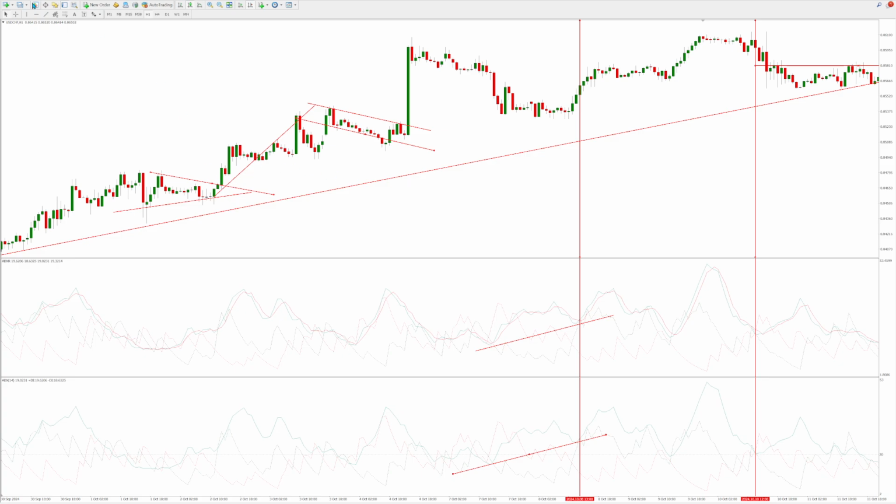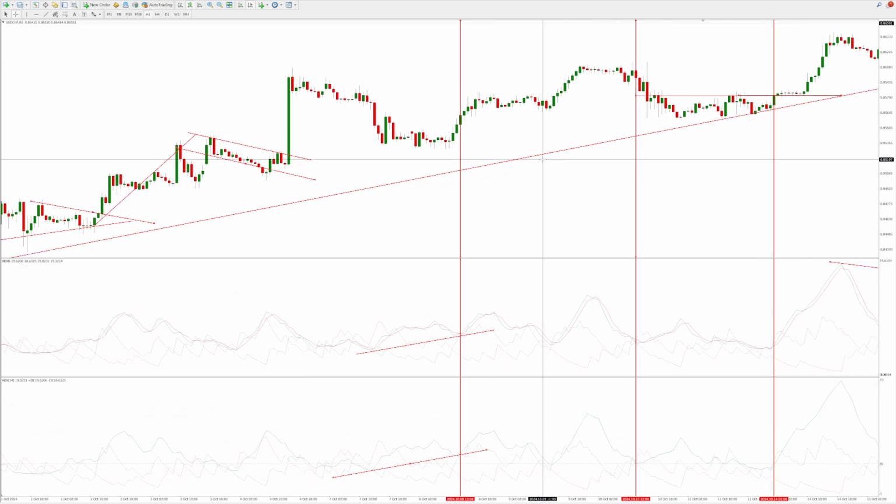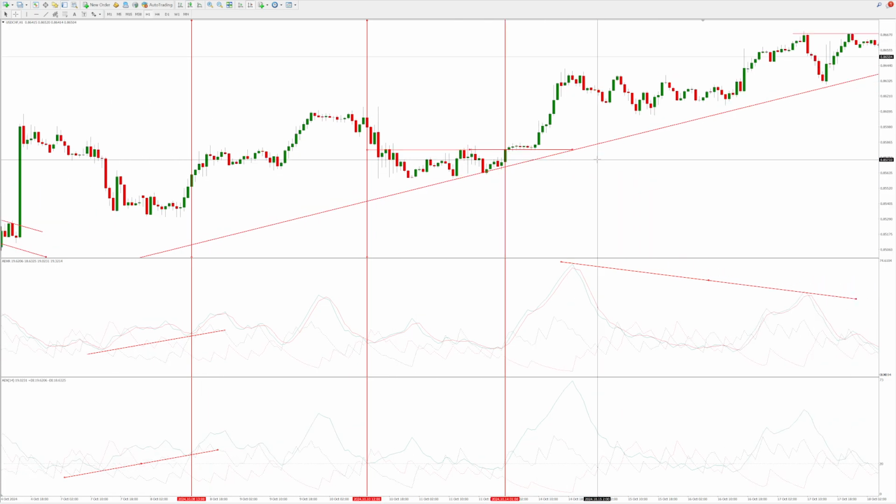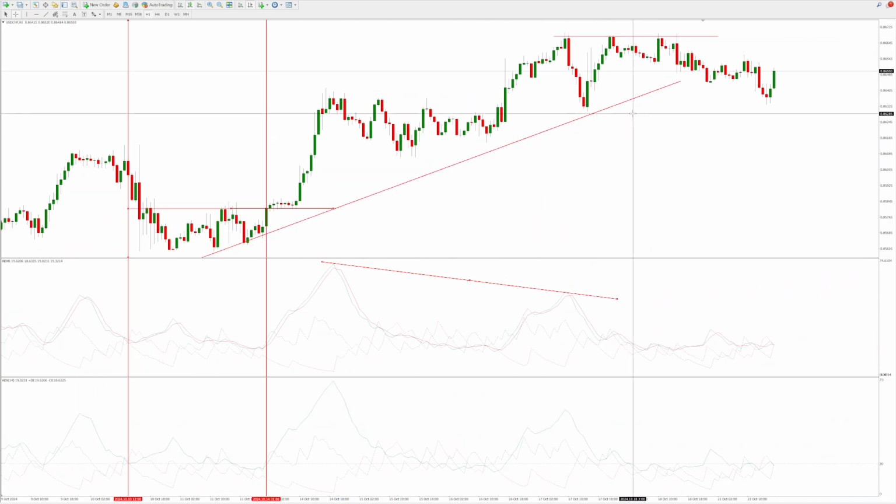And I prefer to trail the stop loss with lows if in an uptrend and highs if in a downtrend. So as the price moves up, just move the stop loss here. As it continues moving up to this area, we could move our stop loss here, and so on and so forth, and just maximize this move as much as possible.